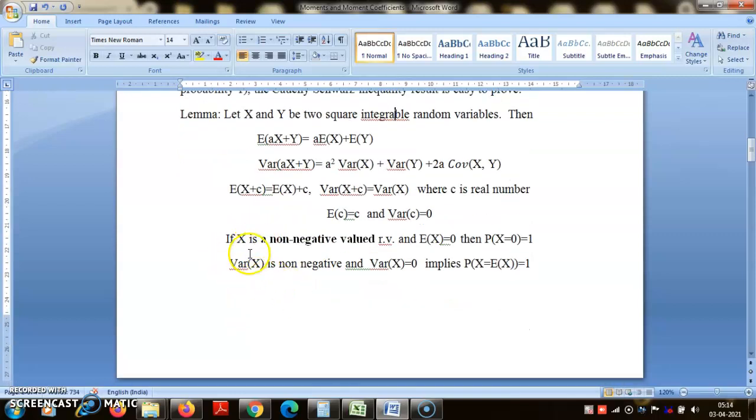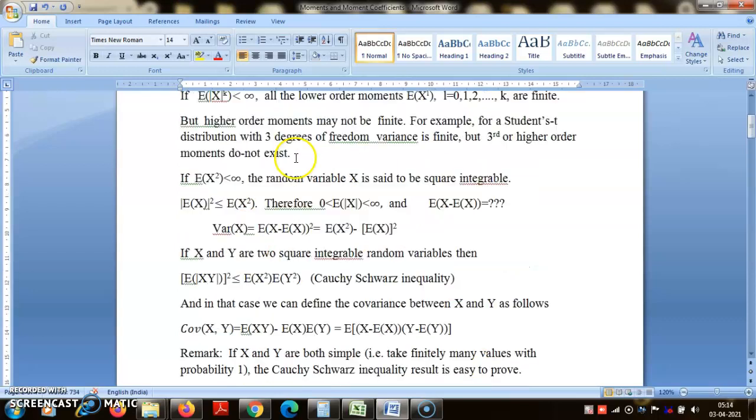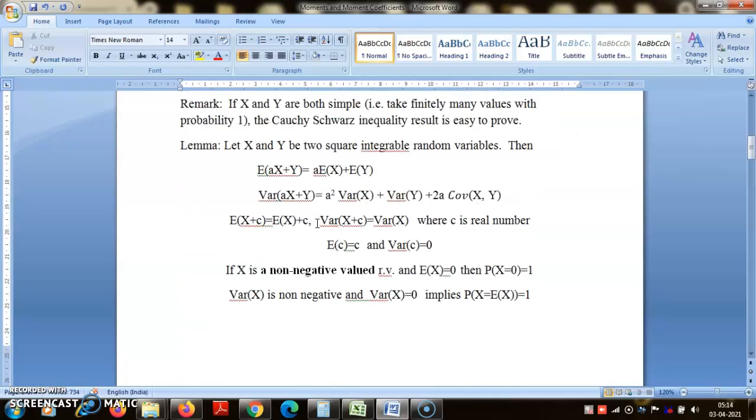The last result is an application of this result, because variance of x equal to 0 implies expectation of x minus expectation of x, whole square, is equal to 0. Now x minus expectation of x, whole square, is a non-negative valued random variable, therefore this being equal to 0 implies probability x equal to expectation of x is 1. So these are some important properties, the definition and properties of variance, that I want you to remember, and the next task would be an exercise.